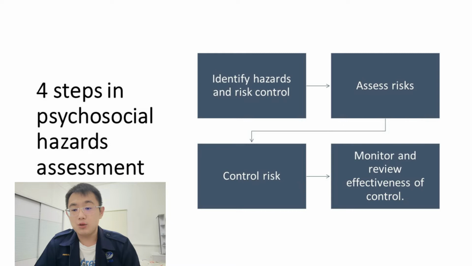There are 4 steps in psychosocial hazard assessment, which are identify hazard and risk control, assess risks, control risk, and lastly monitor and review effectiveness of control.